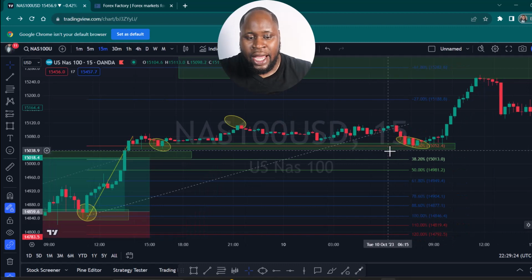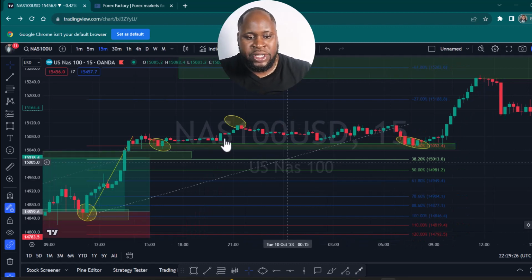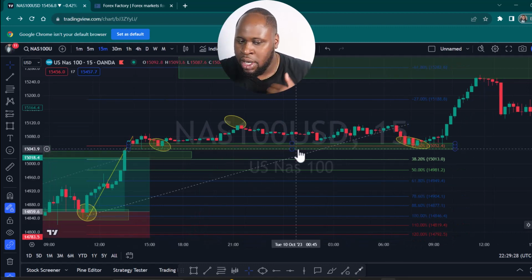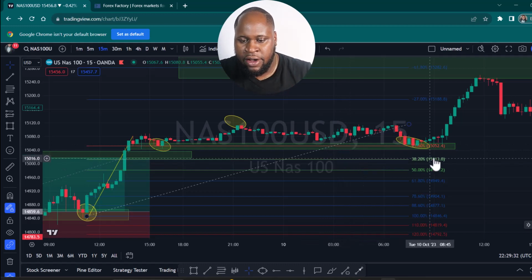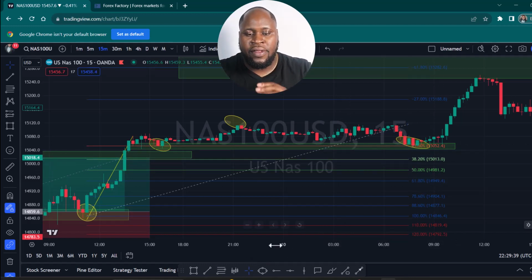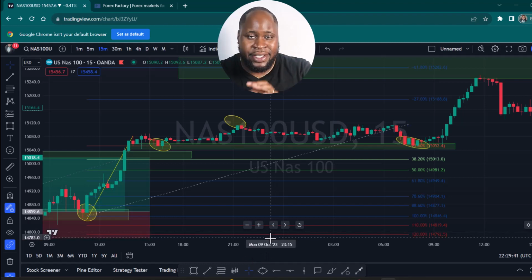So we settle at the 23.6. We see our area of support. Again, this is nothing but support and resistance over here. We see our area of support. Let me give you another confluence that you can even add to this, right? That some people may not even notice.